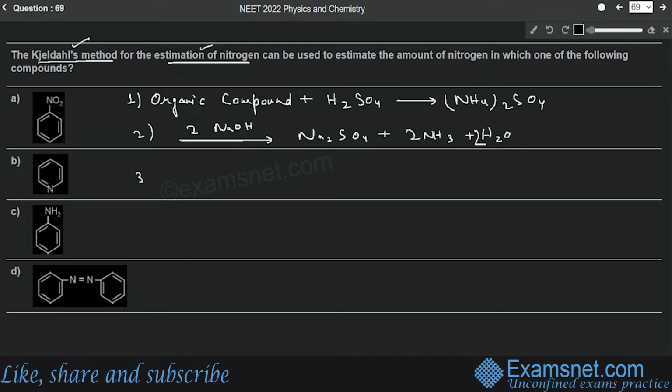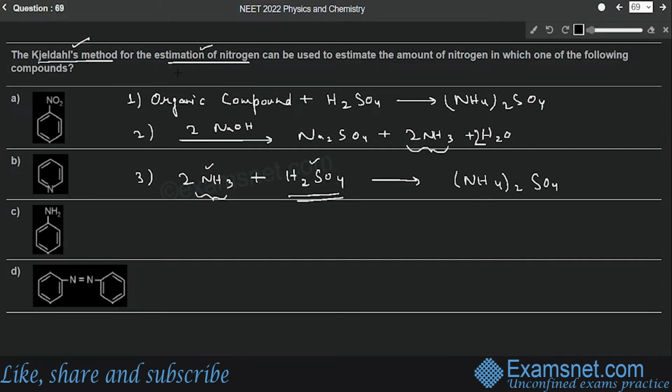Now, in the last step, this liberated ammonia gas, 2NH3, is absorbed in standard solution containing sulfuric acid. So here, how do we estimate the amount of nitrogen? We determine the amount of ammonia liberated by estimating the amount of sulfuric acid consumed in the reaction. Okay, the more ammonia released, the more sulfuric acid will be consumed, right? So this was the basic about the Kjeldahl's method.